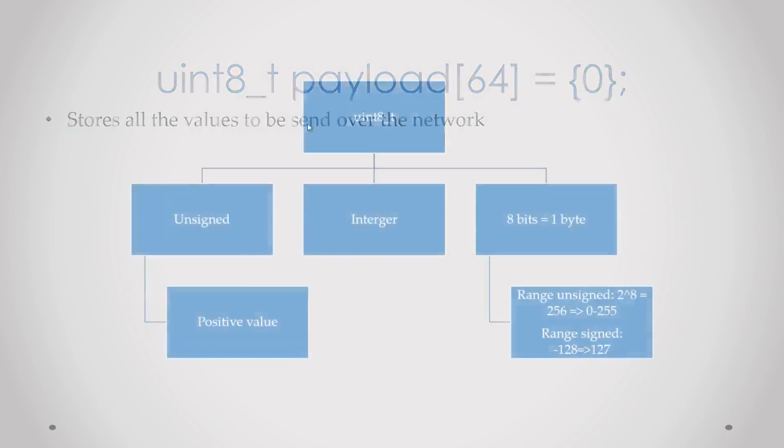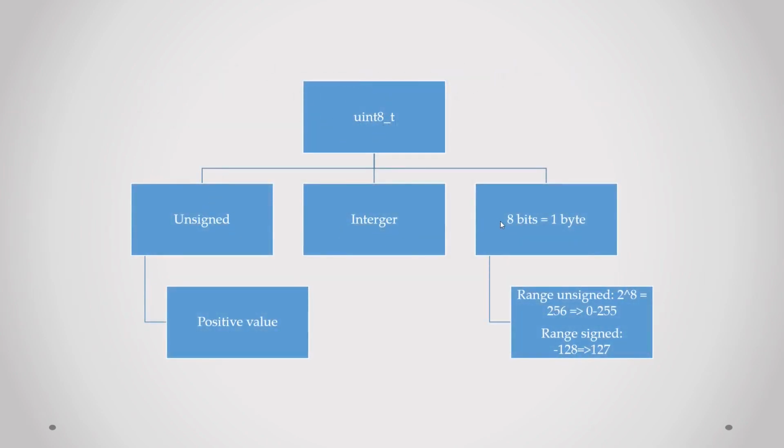uint8_t. This basically means unsigned integer with 8 bits, so 1 byte. Unsigned means that it's a positive value, so it is not negative. Integer is just an integer, and 8 bits is 1 byte. So if you have an unsigned range, that means we have a total range of 0 to 255. If it was signed, so we have a negative value, then it would have been negative 128 to 127. This is pretty important, and in the next episode we will dive a little bit deeper into that topic.